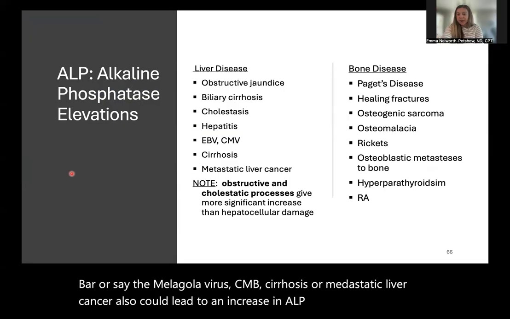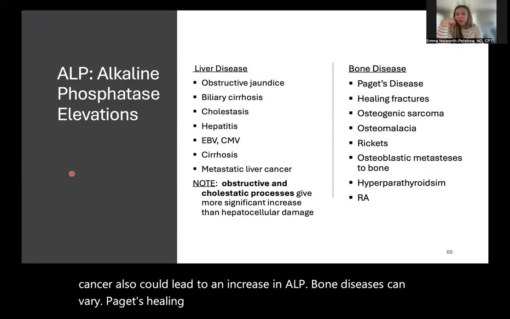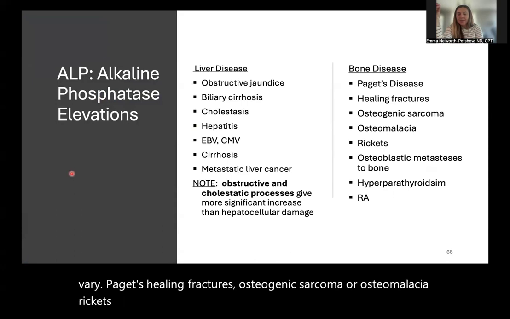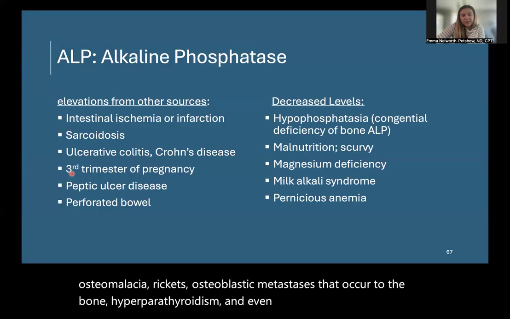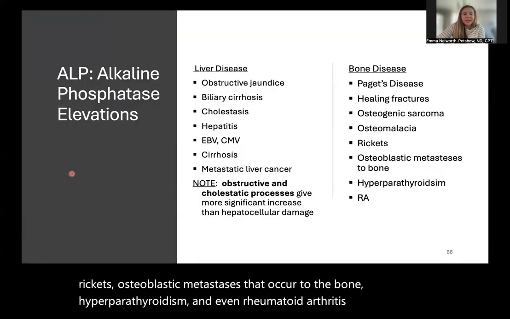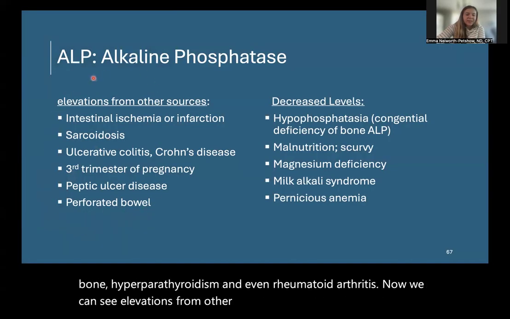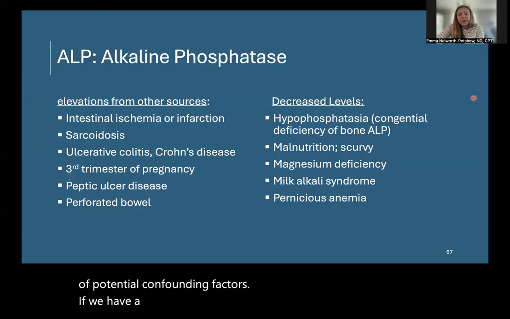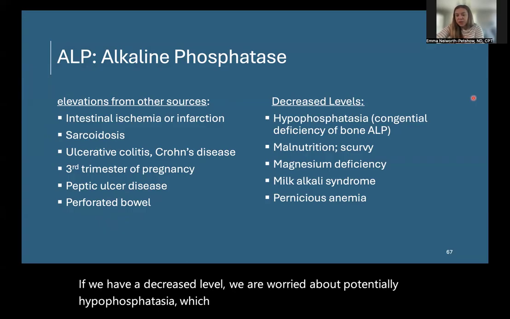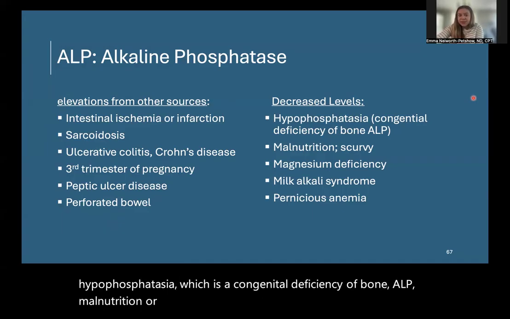Bone diseases can vary. Paget's, healing fractures, osteogenic sarcoma or osteomalacia, rickets, osteoblastic metastases that occur to the bone, hyperparathyroidism, and even rheumatoid arthritis. Now, we can see elevations from other sources, which are listed here, some kind of potential confounding factors. If we have a decreased level, we are worried about potentially hypophosphatasia, which is a congenital deficiency of bone ALP, malnutrition or scurvy, magnesium deficiencies, milk alkali syndrome, or even pernicious anemia.